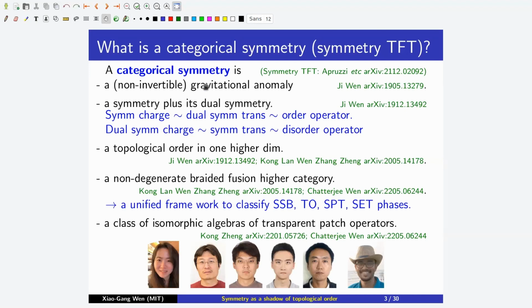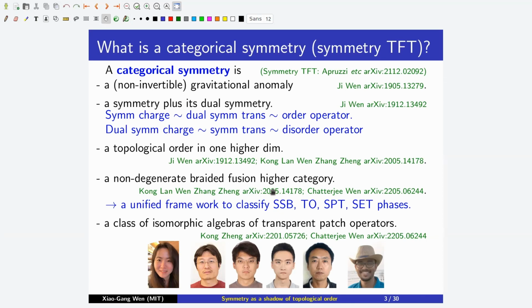Okay, and once you have this generalized formulation to describe this categorical symmetry, or this generalized symmetry, then you can use this mathematical framework to study the symmetry breaking states, topological order, SPT, SET, all these states together in this framework. So there's a holographic picture to understand all those states and give some kind of classification, which basically is this paper.